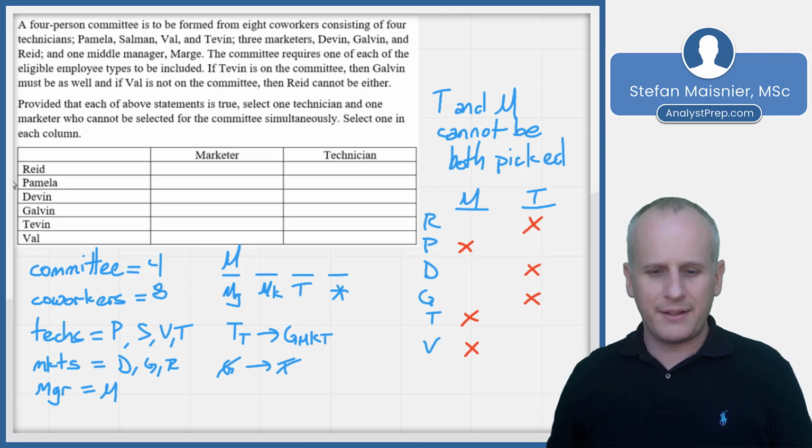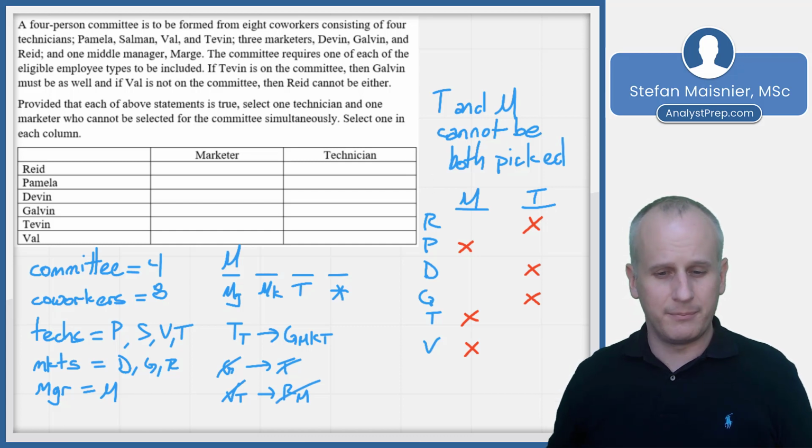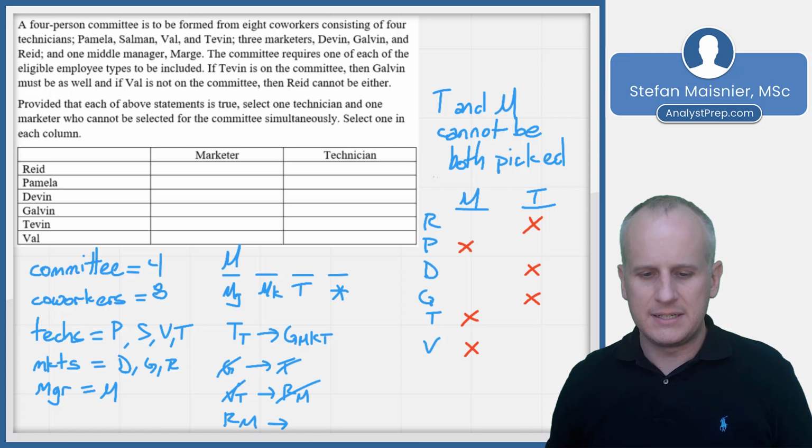Then we find out that if V is not on the committee and V is a technician, then R is not on the committee and R is my marketer. So we'll cross out R. But if we have R in the committee, so if R is our marketer, then we're guaranteed to get V as our technician as well.